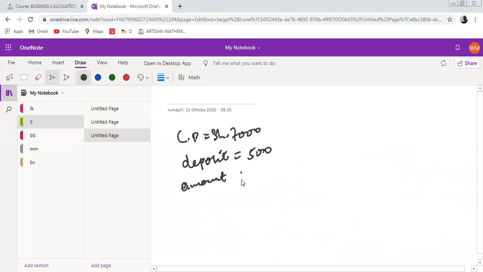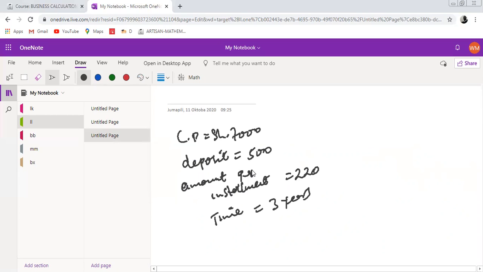The amount per installment, you are told it is £220 for 3 years. So the time here is 3 years. And note, these installments were monthly. If they were for 3 years, then we are going to talk about 12 months times 3, which is 36 installments. In 3 years we have 36 months, so it is going to be 36 installments because these installments were being paid monthly.